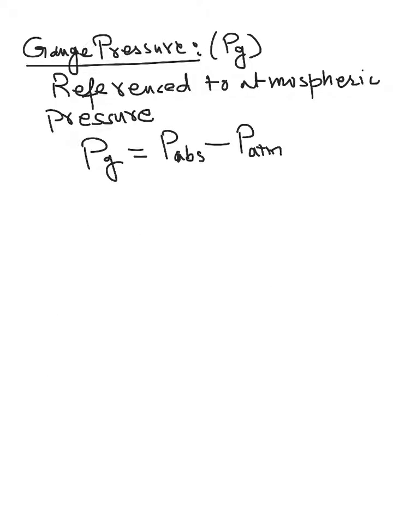Now next, I would like to mention the concept of gauge pressure. Gauge pressure is nothing but the difference of absolute and atmospheric pressure. So this is my absolute pressure, which is reference to absolute pressure, reference to vacuum.